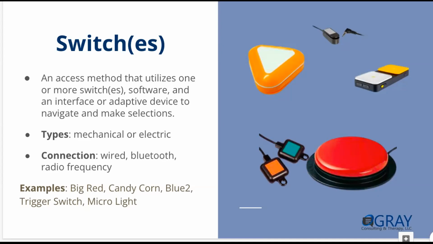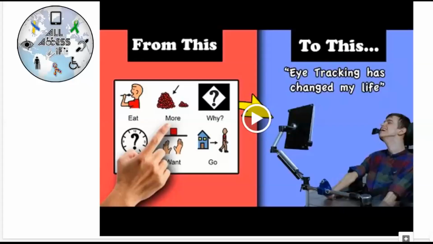They can be wired, which is frustrating in itself, or easier, depends. And then Bluetooth, or there are some less commonly radio frequency switches. So that's like your garage door opener style. And so Brad up again, and this is Brad using 2-switch scanning on his Dynavox.